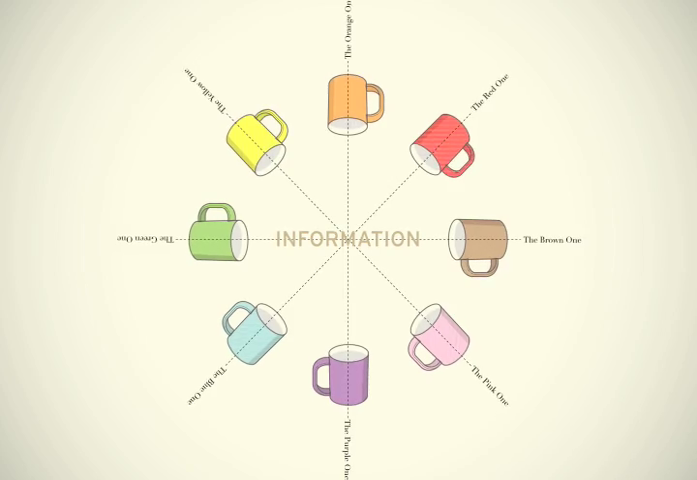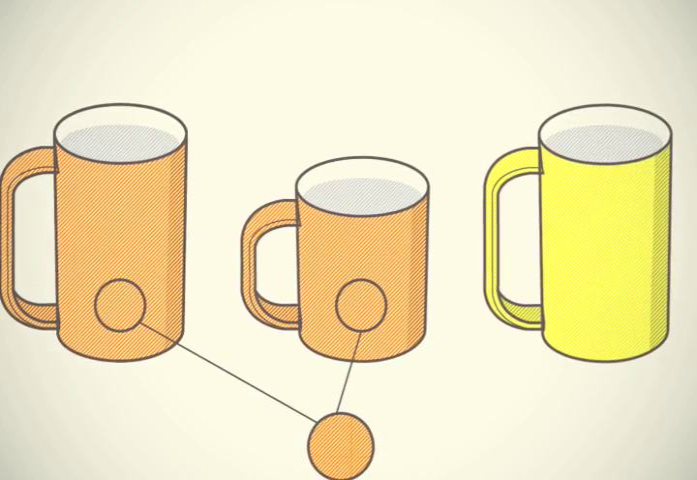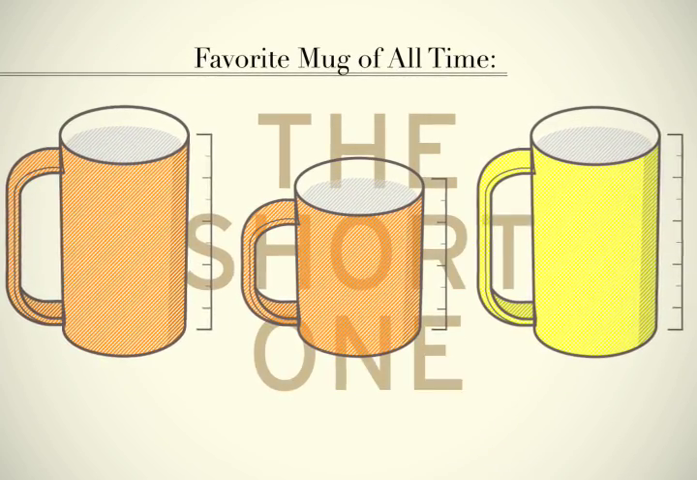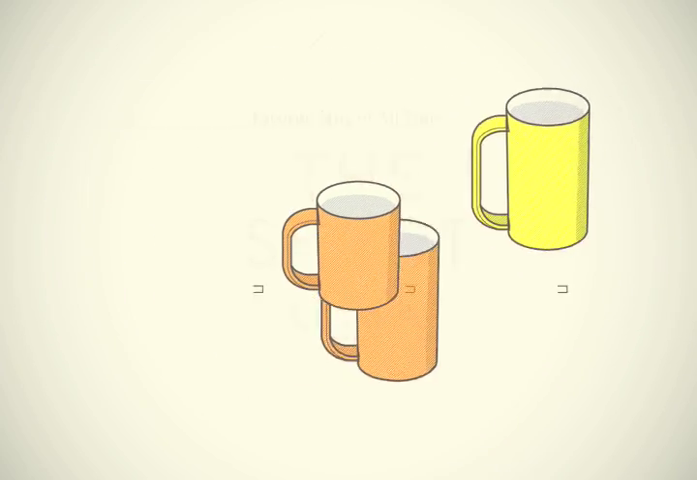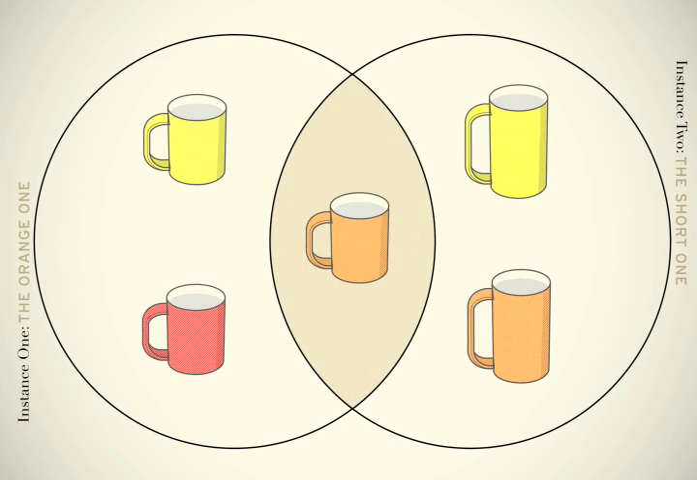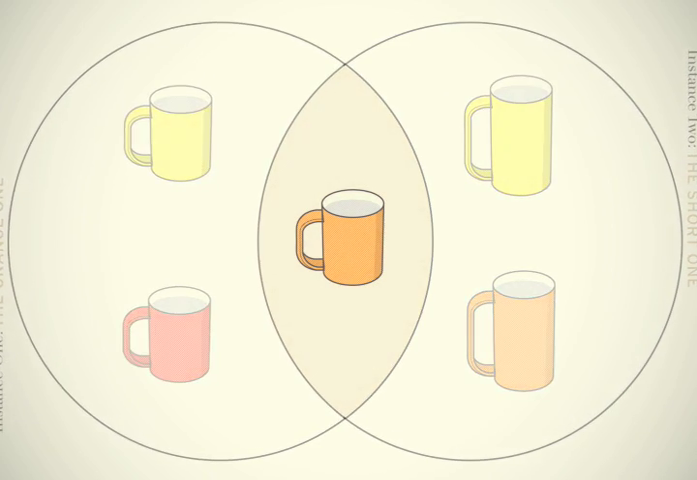For instance, how useful would it be now if I were to tell you my favorite mug is the orange one? In this context, my favorite mug is the short one. In both instances, I've designated the same mug. That is, the information is the same. But as you've seen, I've chosen completely different words based on the context.